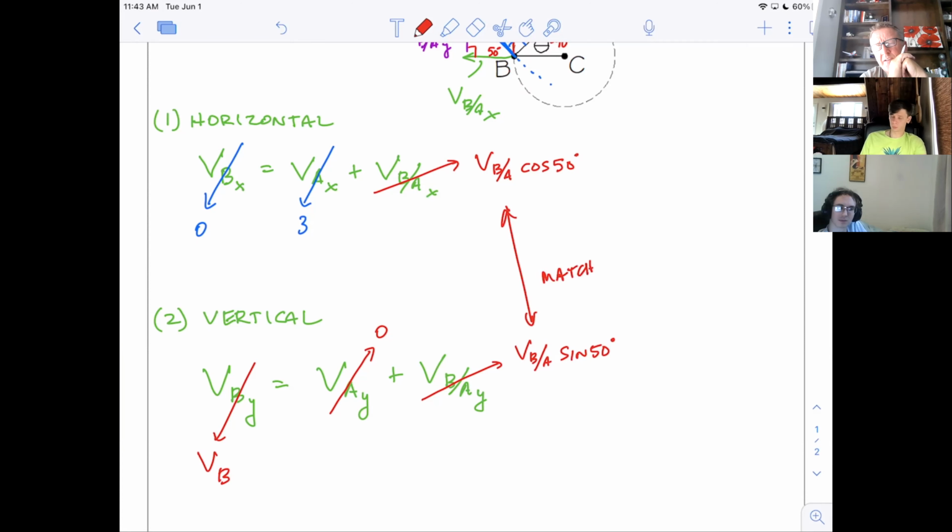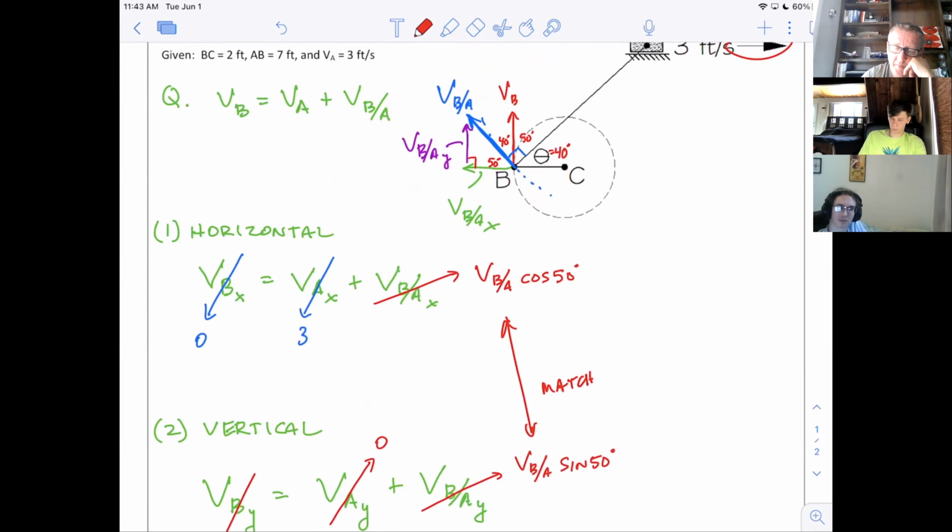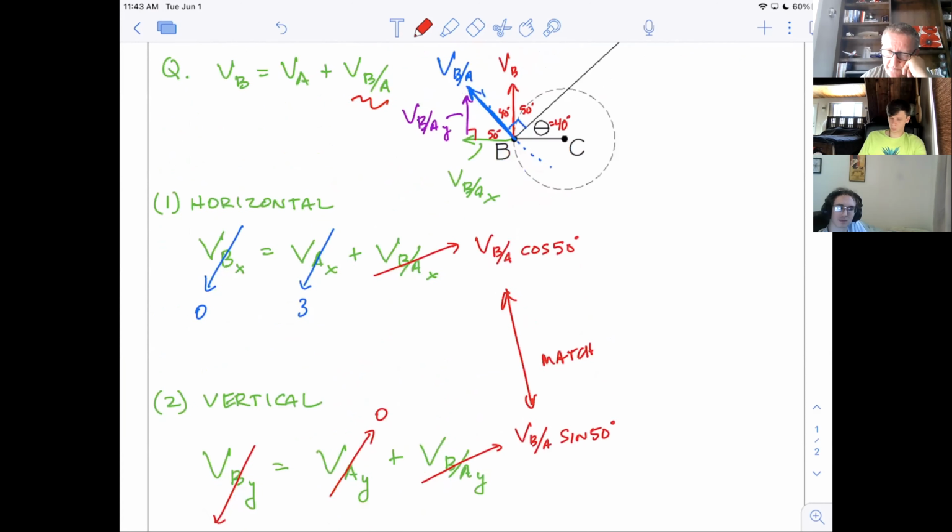Does that make sense? Not only that, I never wanted to know the velocity of B with respect to X and with respect to Y. I actually just want to know the velocity of B with respect to A. I mean, that's what this is actually all about right back here, remember? I really didn't want the X's in it.